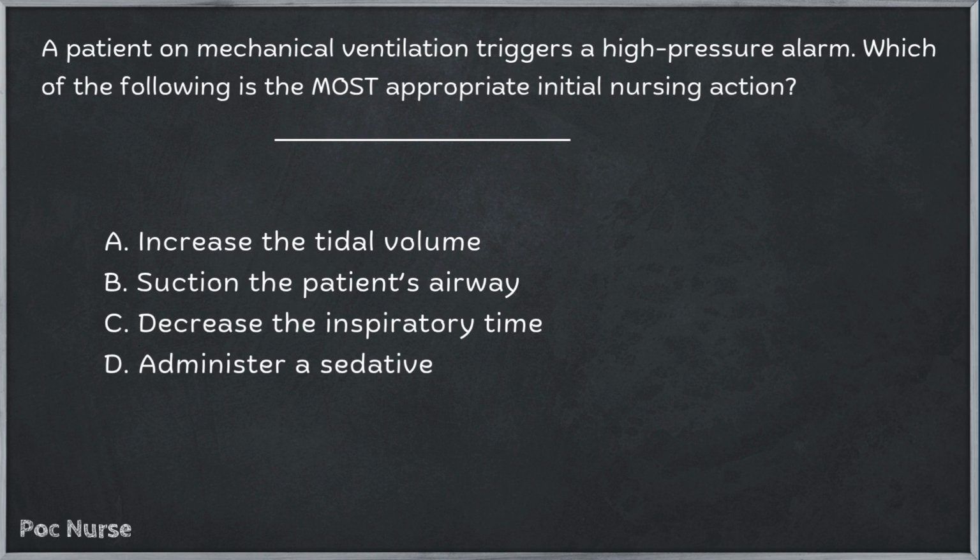Question: a patient on mechanical ventilation triggers a high pressure alarm. Which of the following is the most appropriate nursing action? The answers are A. Increase the tidal volume. B. Suction the patient's airway. C. Decrease the inspiratory time. And D. Administer a sedative. And the answer is B.